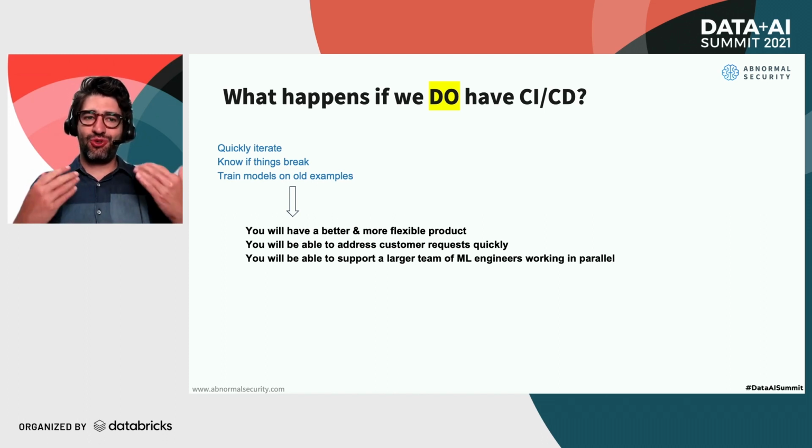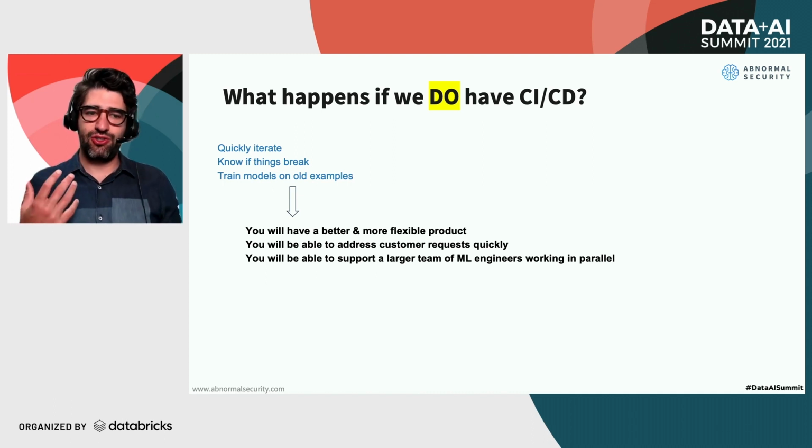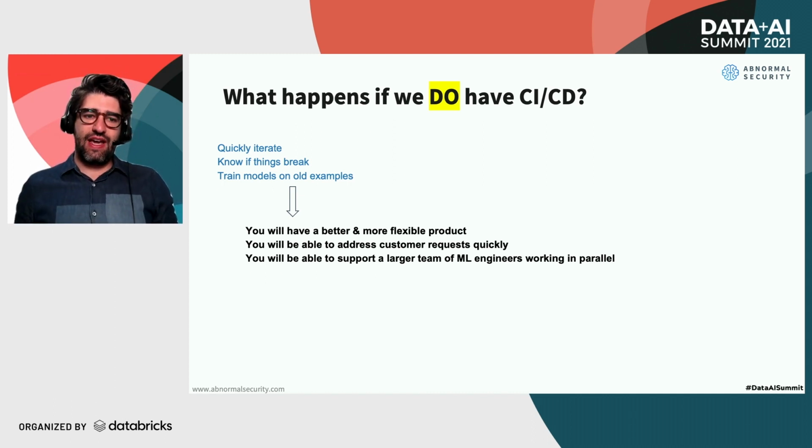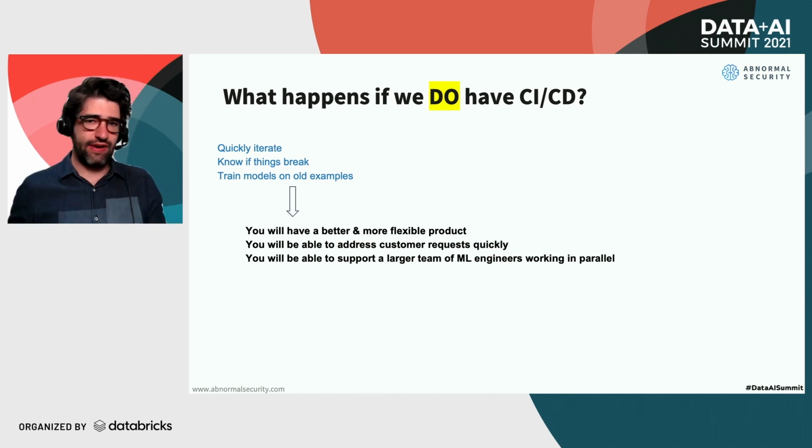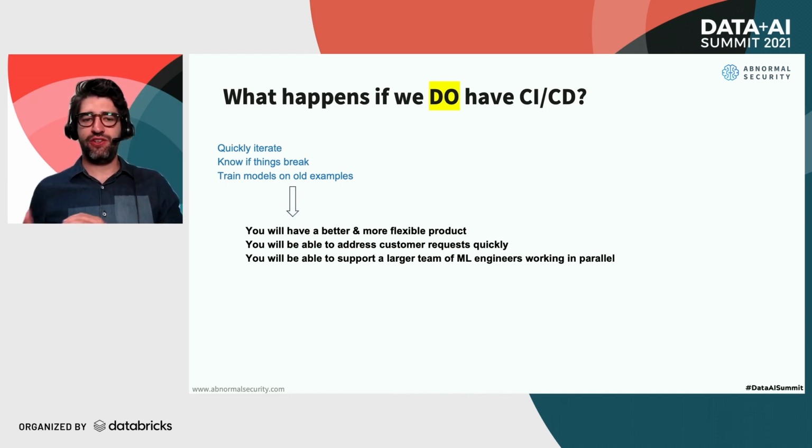Well, it lets you quickly iterate, right? It lets you know if you break things. It lets you train models on all your old examples. And you're going to have a better, more flexible product. You'll be able to address customer requests more quickly, right? If your customer says, hey guys, you missed this false negative, you can actually go and build a patch to it however you want in the system and be confident that you didn't break some other previous attack or some other previous example that you want to classify, right?